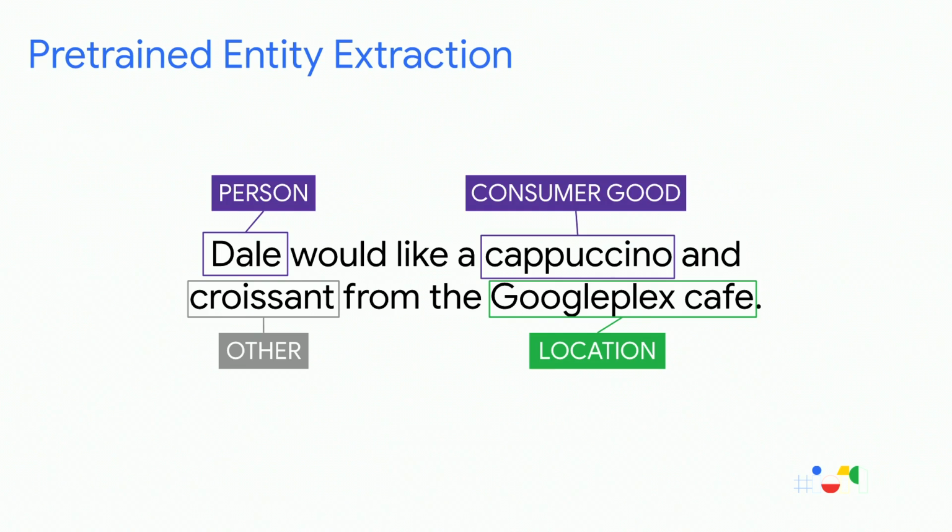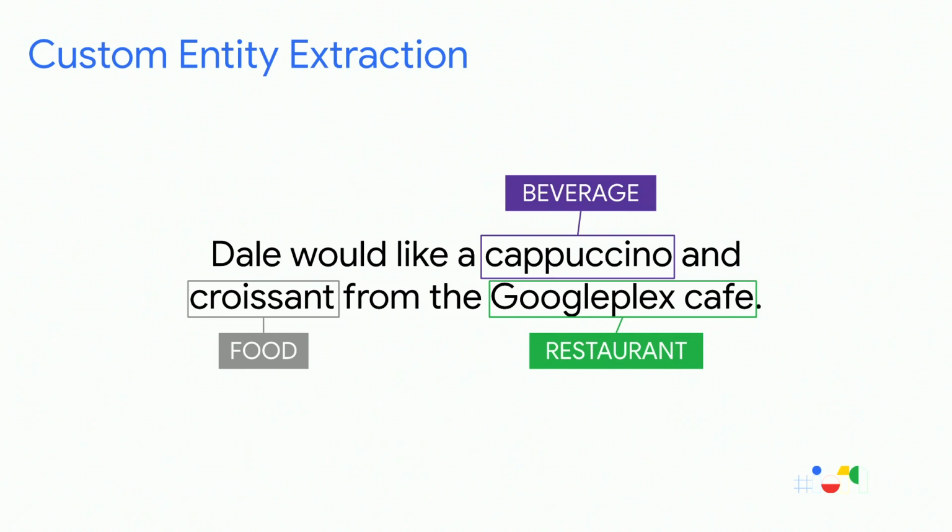You can also build a custom entity extraction model. So again, out of the box, the API can take a string and tell you what entities are. For example, it knows that I, Dale, am a person, and a cappuccino is a consumer good, and it doesn't really know what a croissant is. But if I wanted to make a model that really understood foods, I could do that and maybe say that cappuccino is a beverage and identify that croissant is a food.